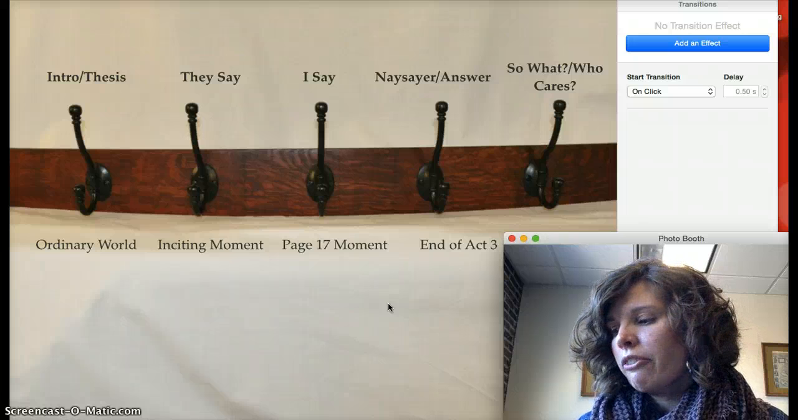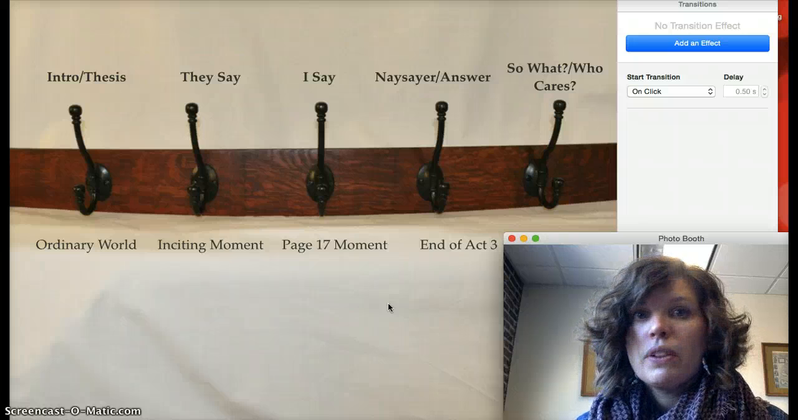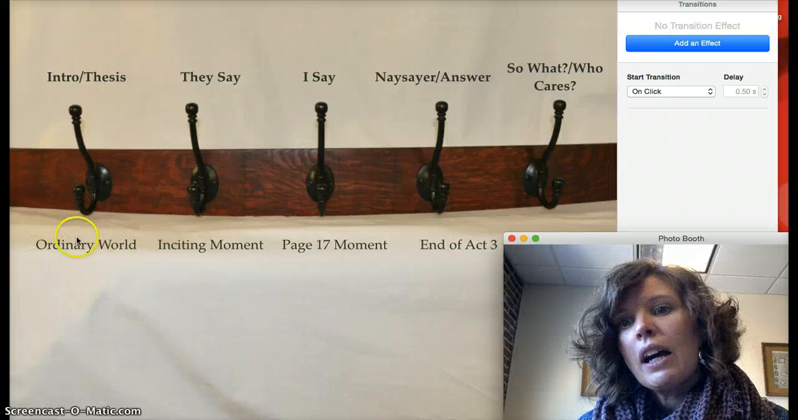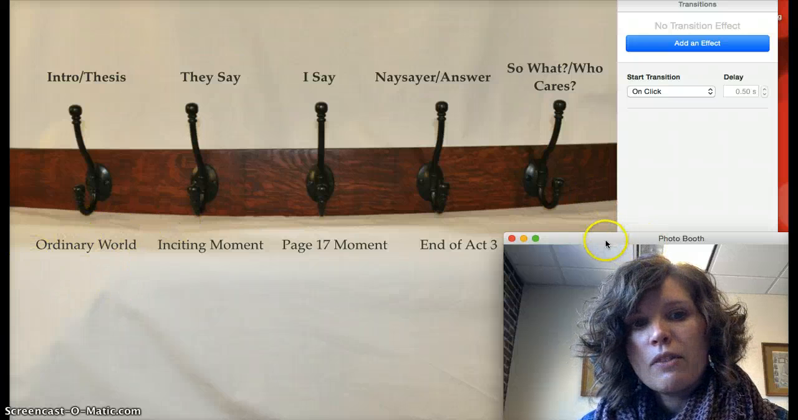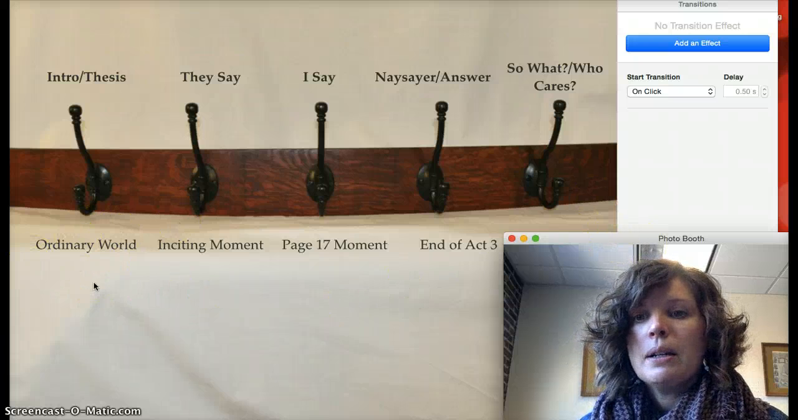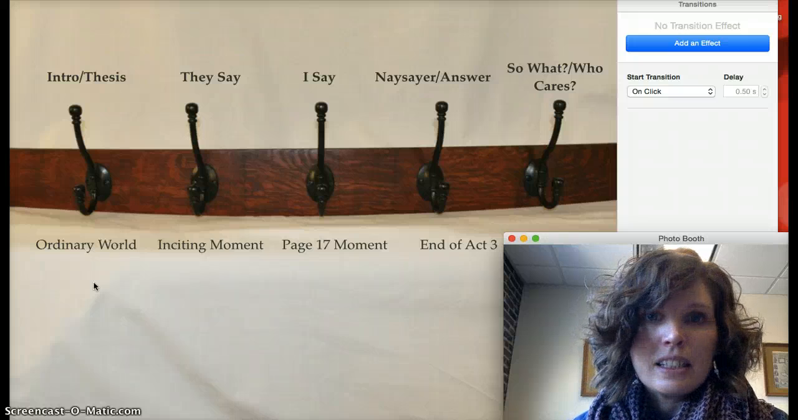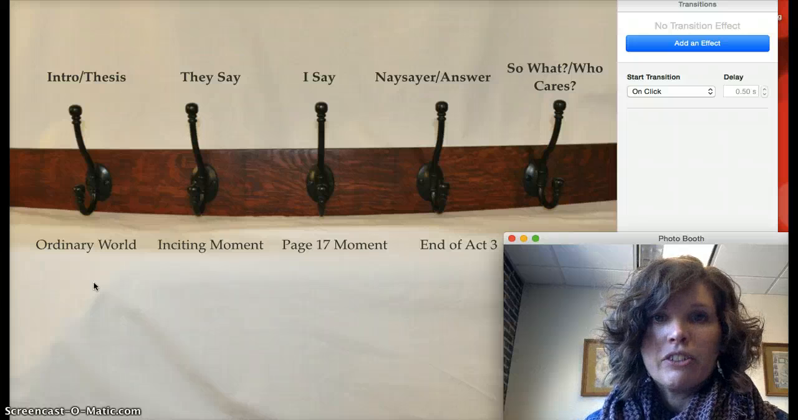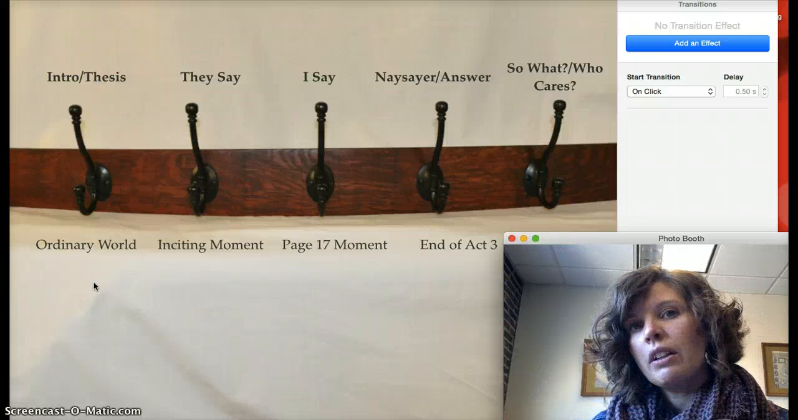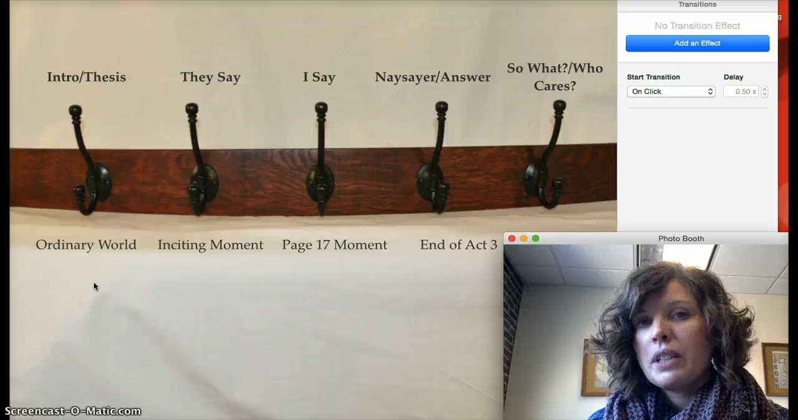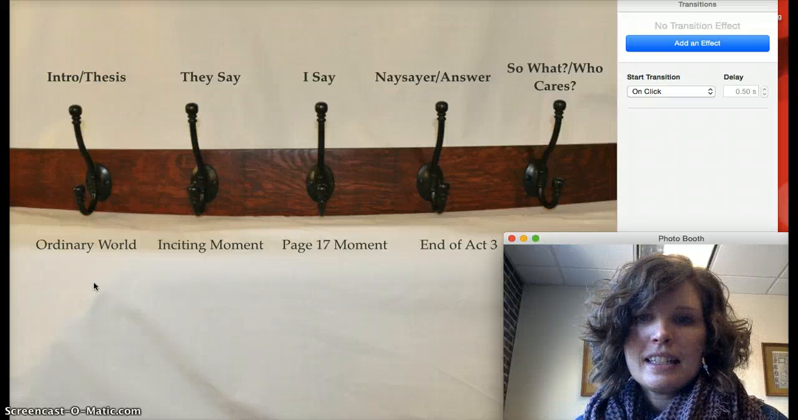So if we think of, for example, the movie The Hunger Games, think about how the movie opens. The first 10 minutes of the movie are all about Katniss, and what is she doing? She's out in the woods hunting. It's very peaceful, it's very quiet. She's providing for her family. So we're establishing the ordinary world of the protagonist. We see this is her day-to-day existence.